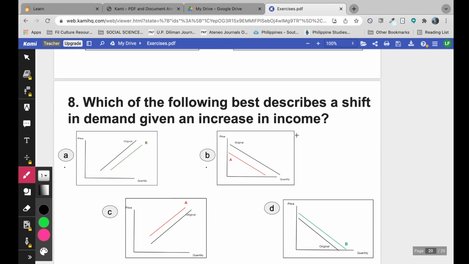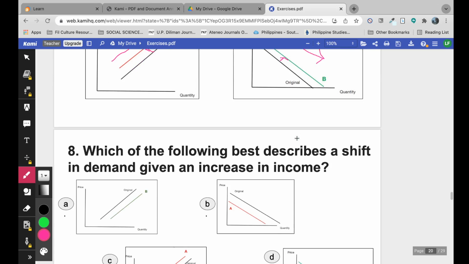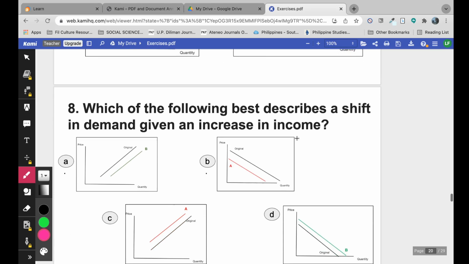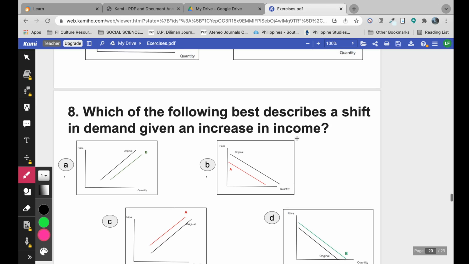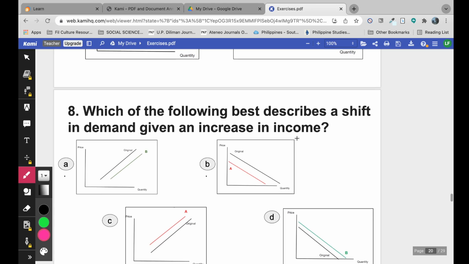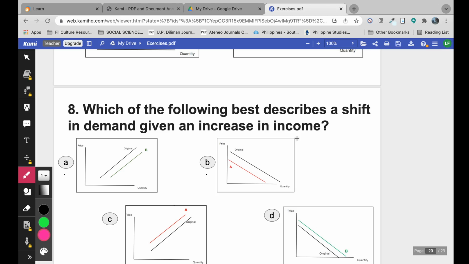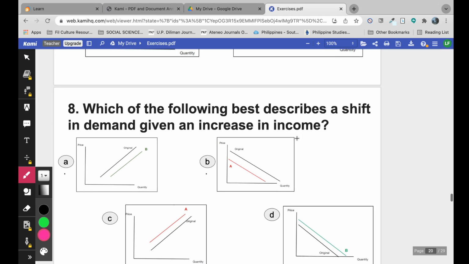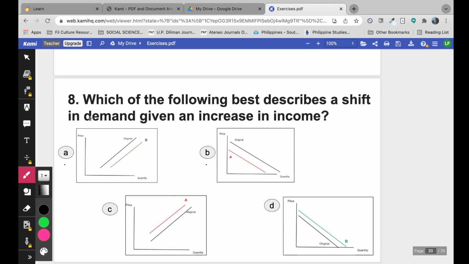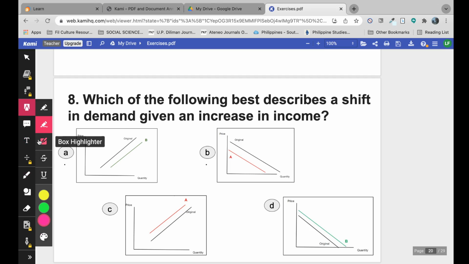Okay, sige. So, number 8. We are given 4 graphs here already. Okay. Familiarize na tayo. What we're gonna try to figure out is try to understand what happens in a particular situation that has been given to you. So, dito, which of the following best describes a shift in demand given an increase in income? So, first thing, if you try to figure this out step by step, figure out which are the demand curves among the options given. And then, you can see that the following thing that you have to do is figure out what would show an increase, right, in demand.